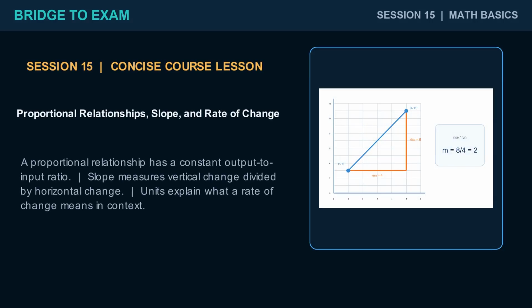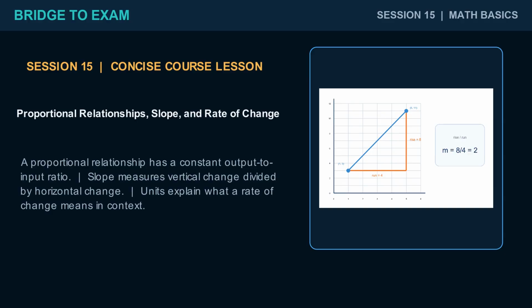Welcome to Session 15, Proportional Relationships, Slope, and Rate of Change. Slope expresses a constant rate of change as vertical change divided by horizontal change. It unifies unit rates, proportional relationships, graphs, and linear models. Sign describes direction, and its magnitude describes steepness in the chosen units.